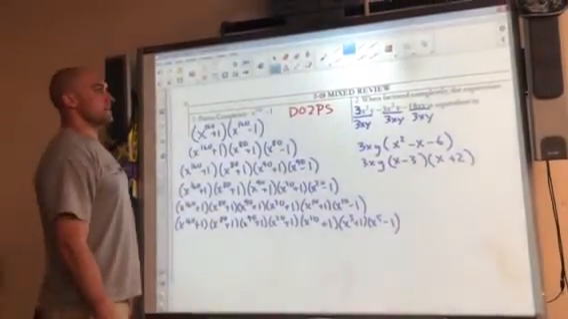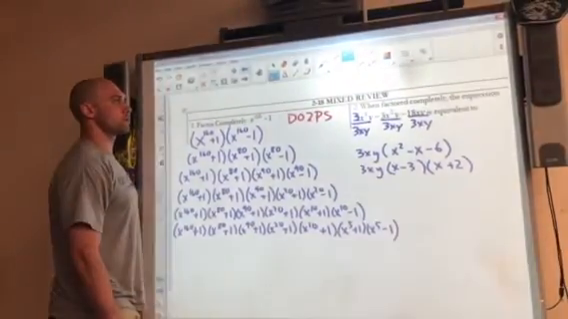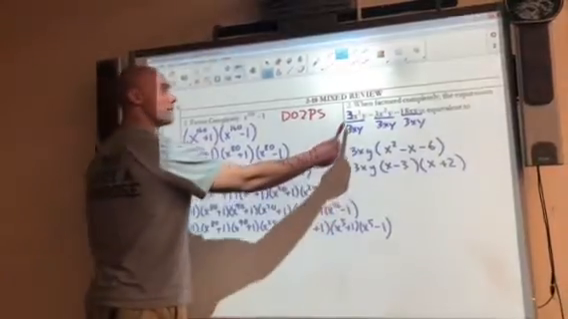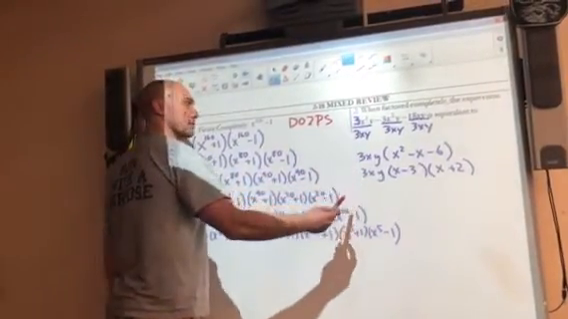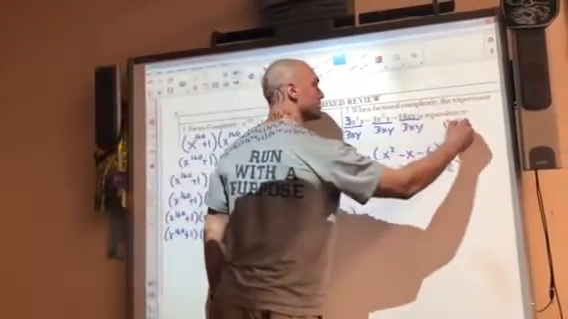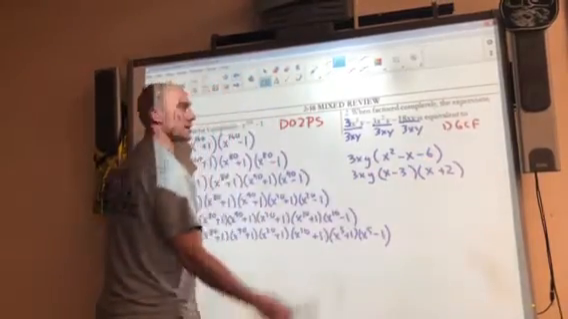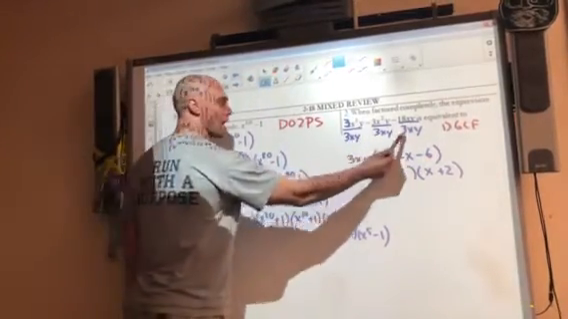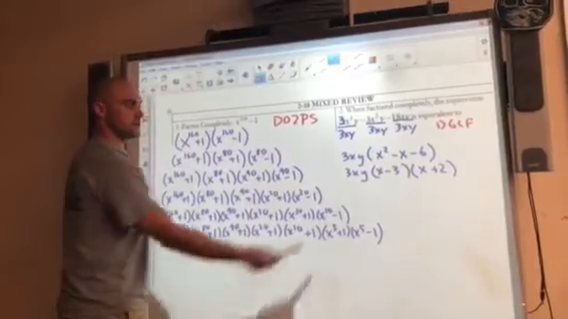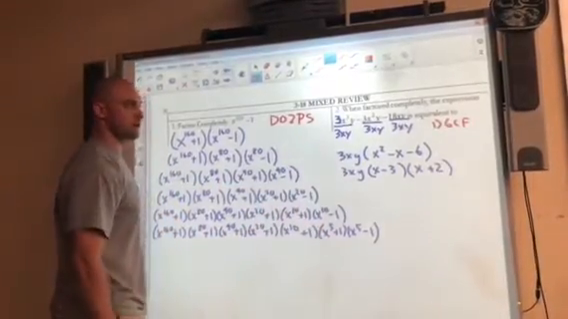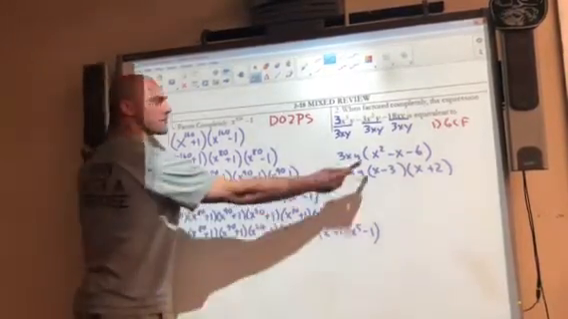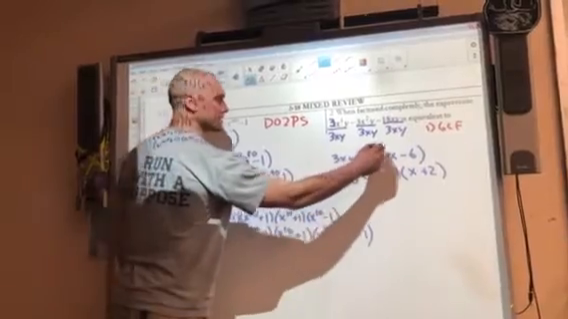All right, in the last one, in number 2 here, I have a common factor. So the first thing I need to do is GCF. So I can take out a 3xy from each of these. So my common factor goes out front, and I'm left with x squared minus x minus 6.